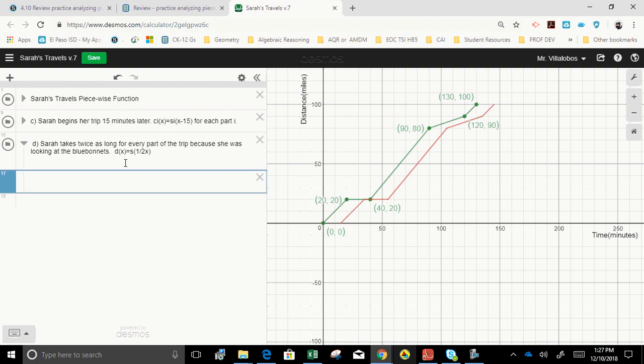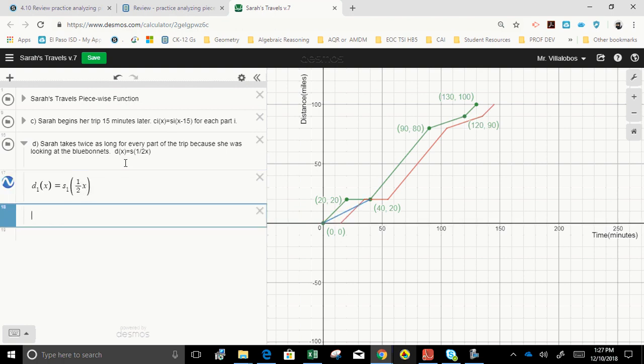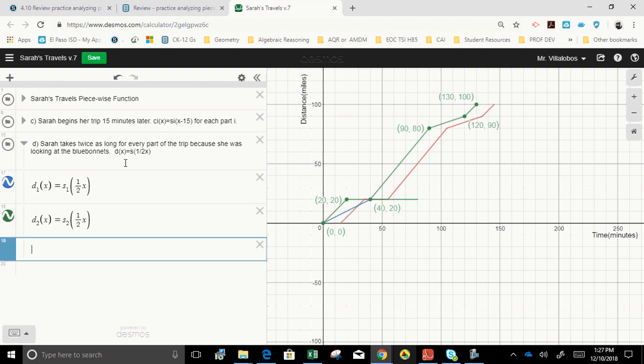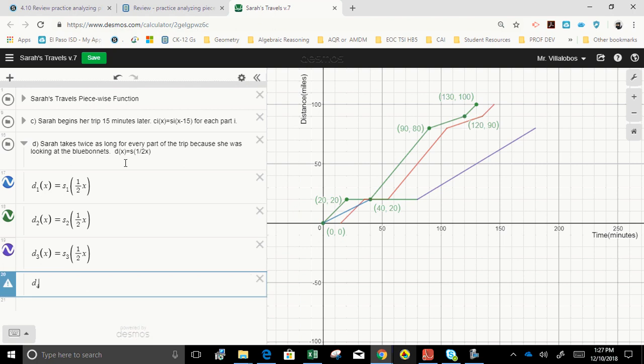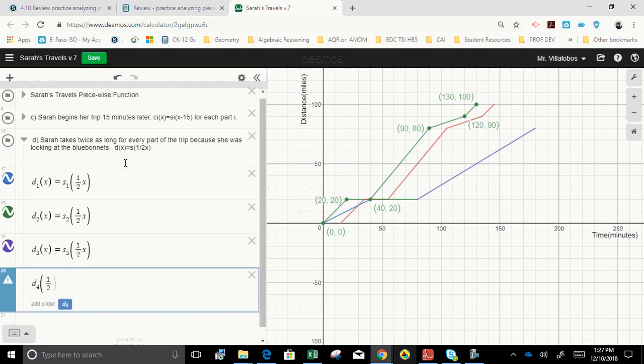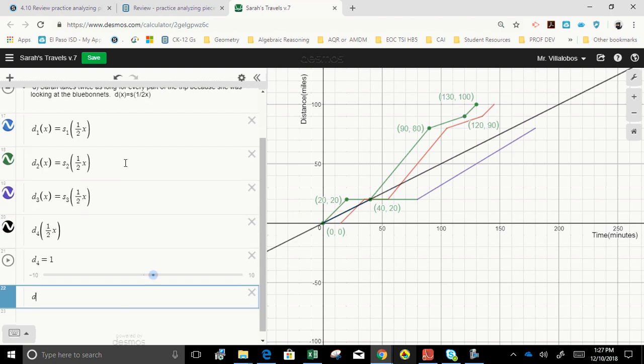So the first double part, D1 of X, make her take twice as long as S1 of half X. D2 of X equals S2 of half X. D3 of X equals S3 of half X. D4 of half X. Whoops.